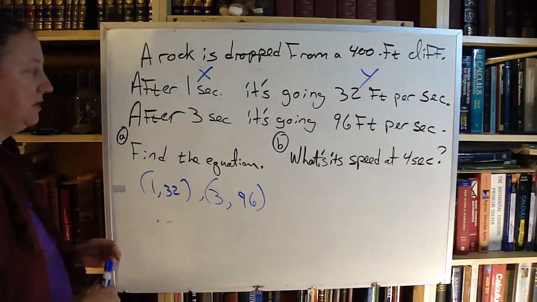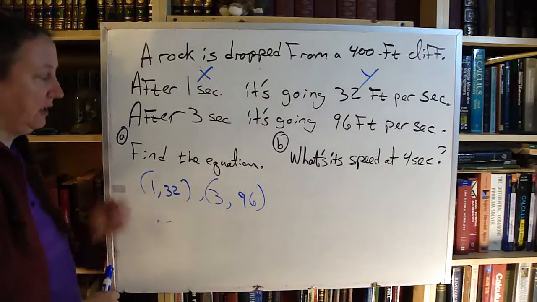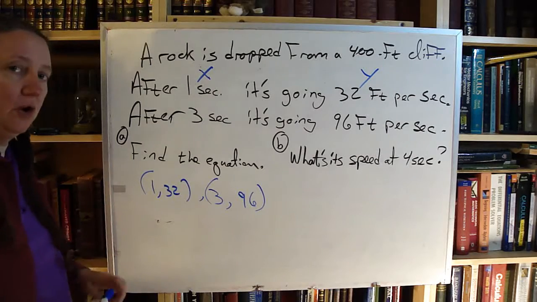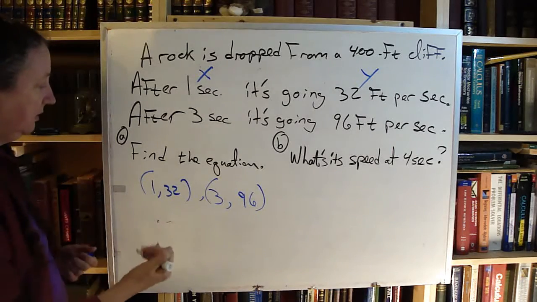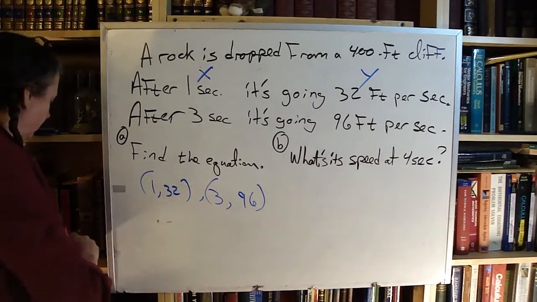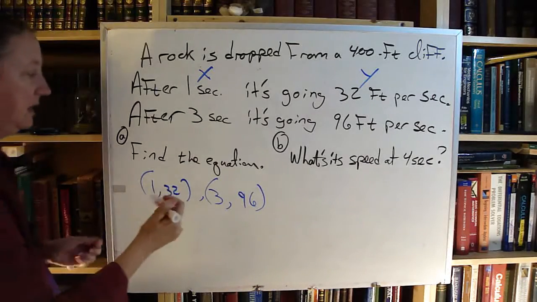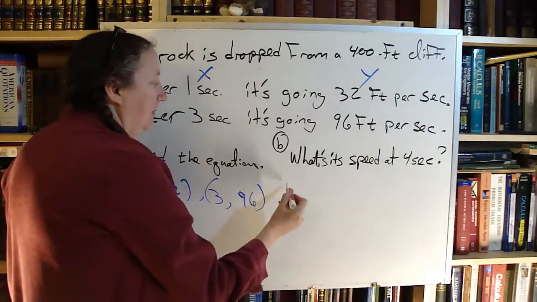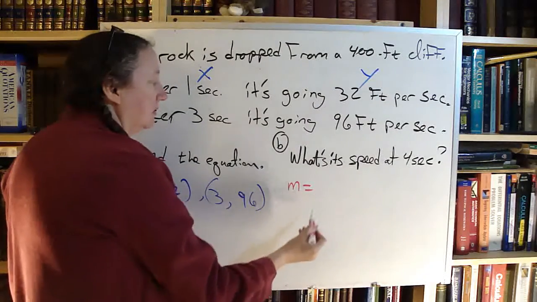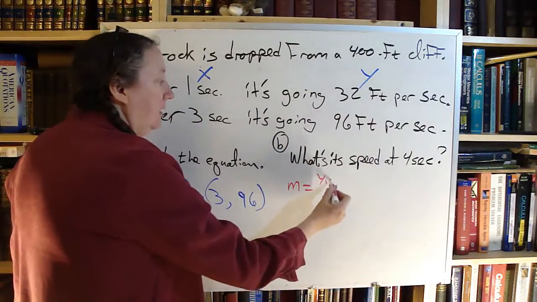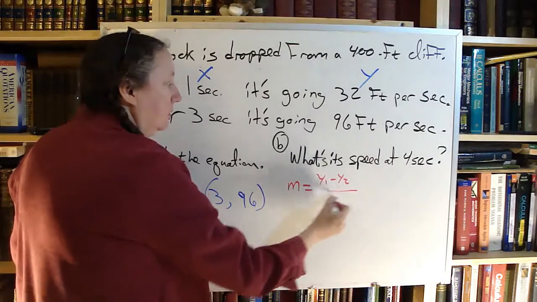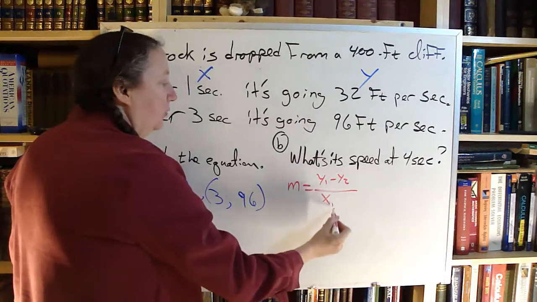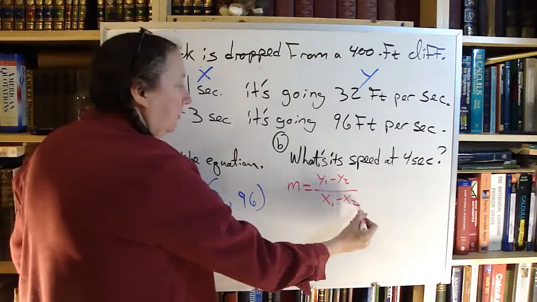Now to find the equation, first thing you have to do is find your slope. So I need my slope equation. Let's write that down. You guys should have it memorized by now. M equals y1 minus y2 over x1 minus x2.